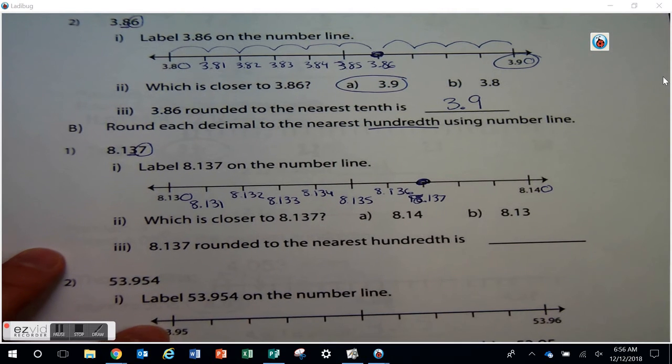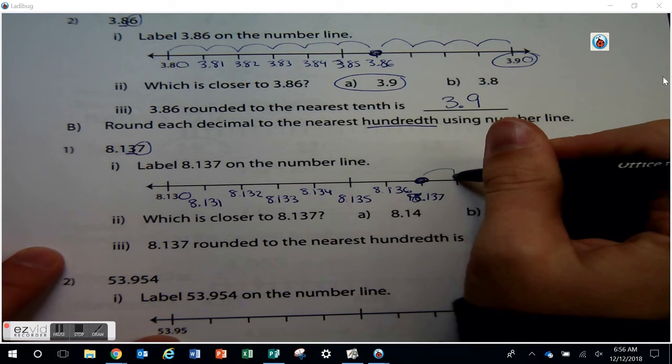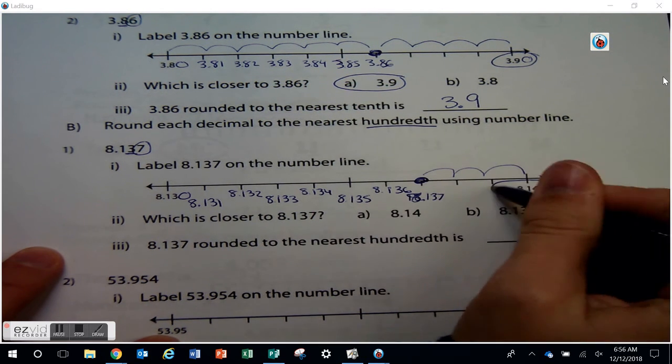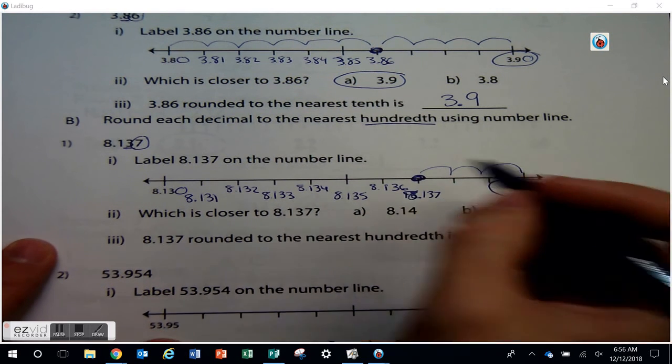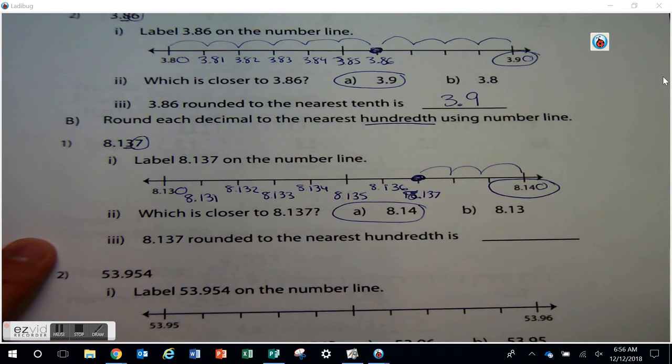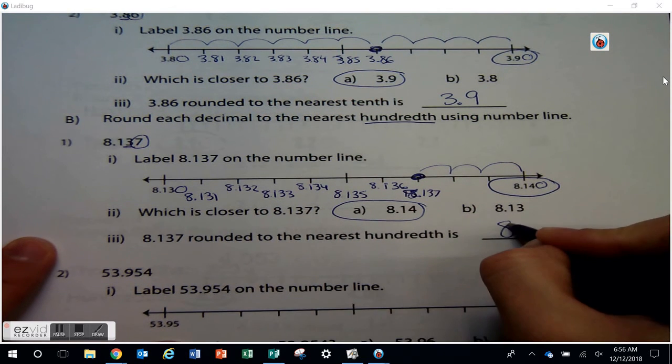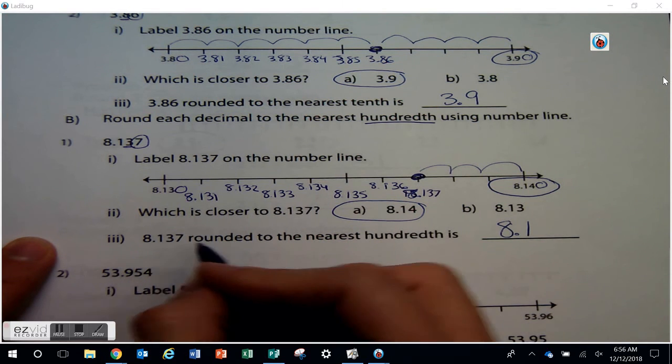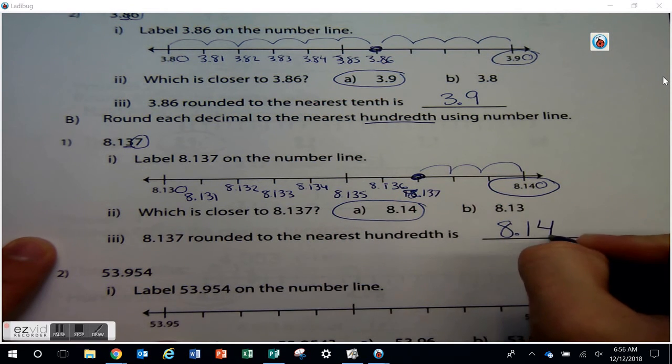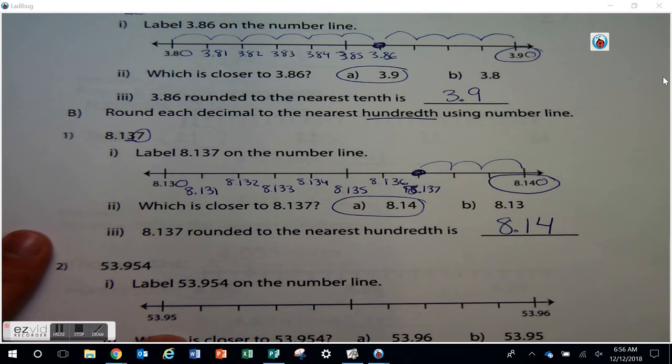Hopefully we can see I'm only 1, 2, 3 away here, so this is going to be my answer. 8 and 14 hundredths is what 8 and 137 thousandths would round to if I'm rounding to the nearest hundredth.